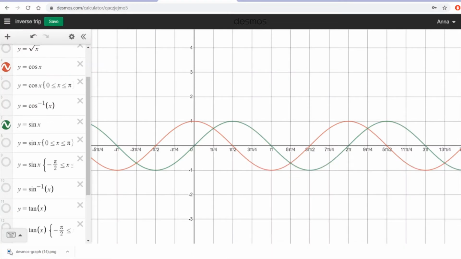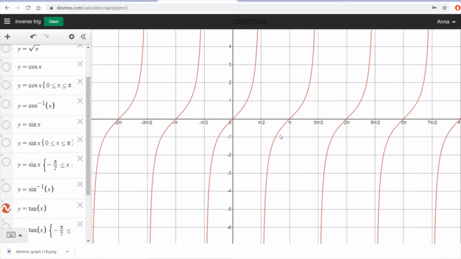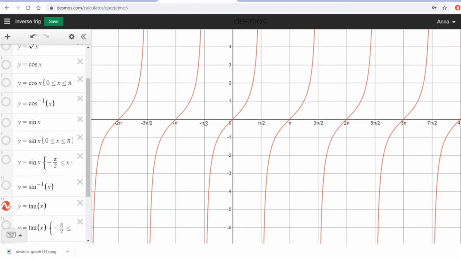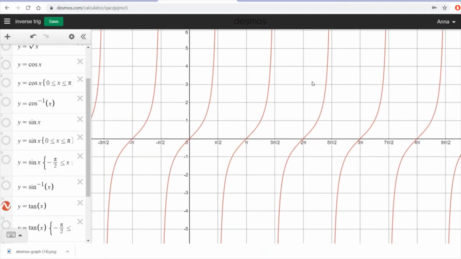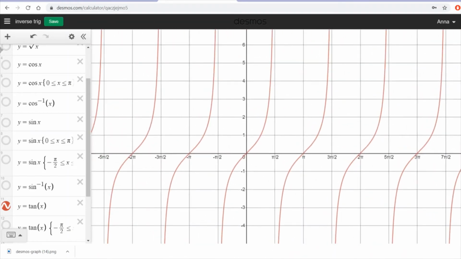So if we look at the graph of tangent, first of all, it has vertical asymptotes at all these odd multiples of pi over 2, right? Negative pi over 2, pi over 2, 3 pi over 2, etc. And then it also goes up and up and it goes down and down. So that is another way of seeing that the range is all real numbers.